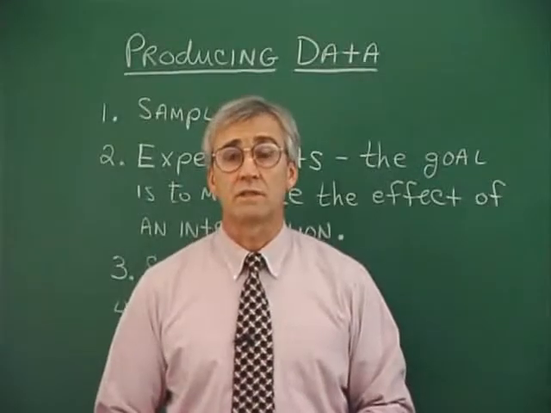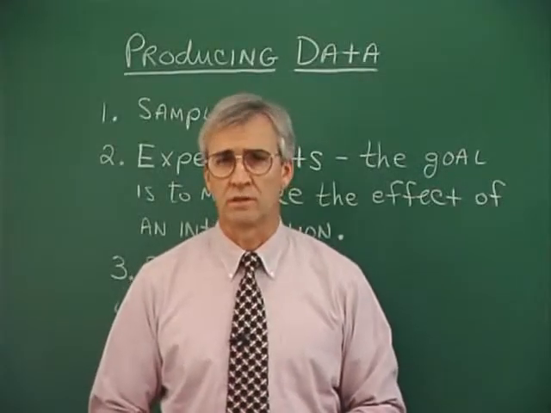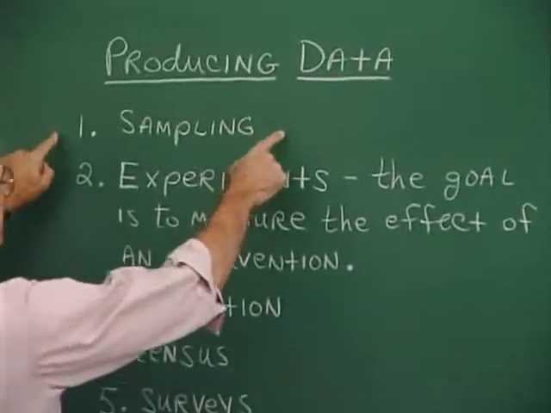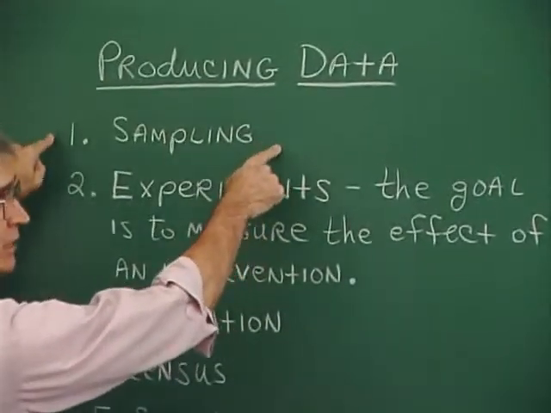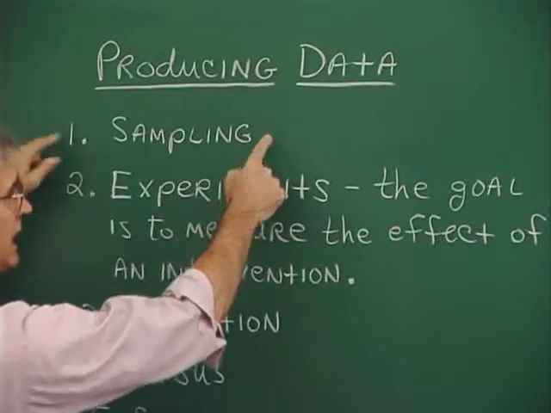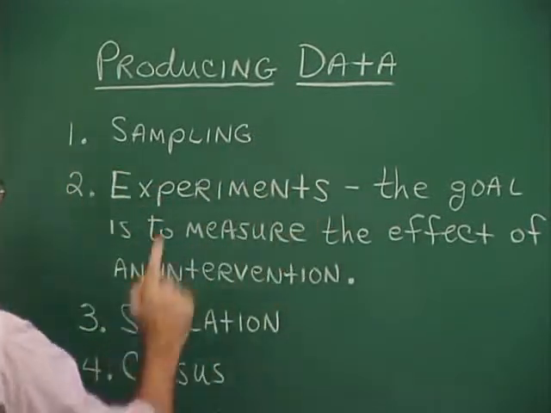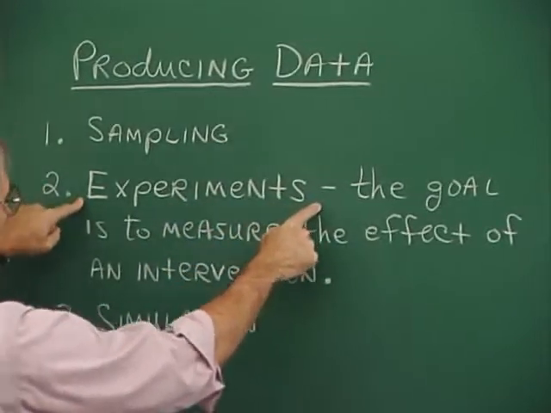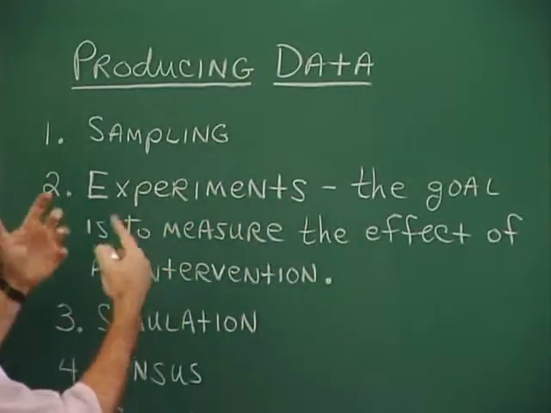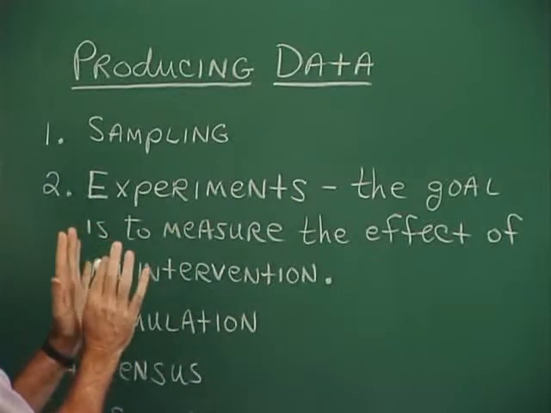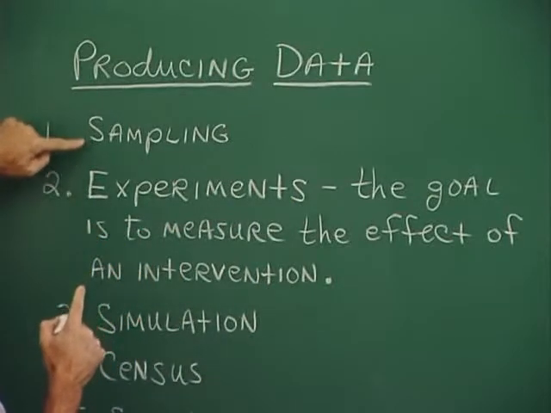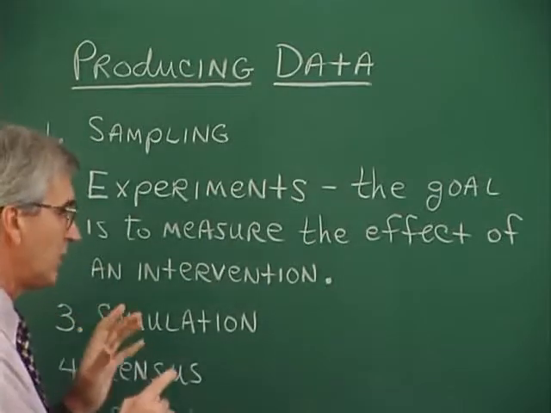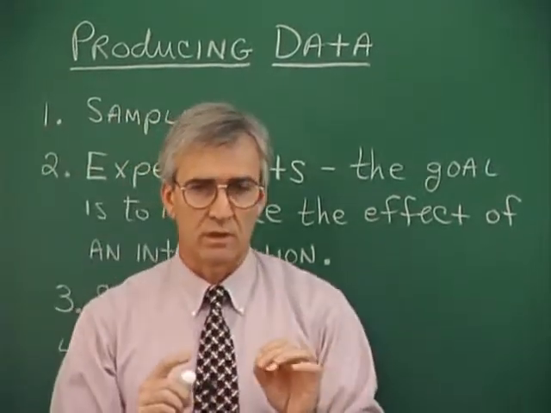Let's talk about several topics related to the production of data. One idea is the notion of sampling, and we know that sampling involves taking a sample from an overall population. We talked about that a little bit before. Experiments have to do with collecting data in another way, and the difference between these two is important.